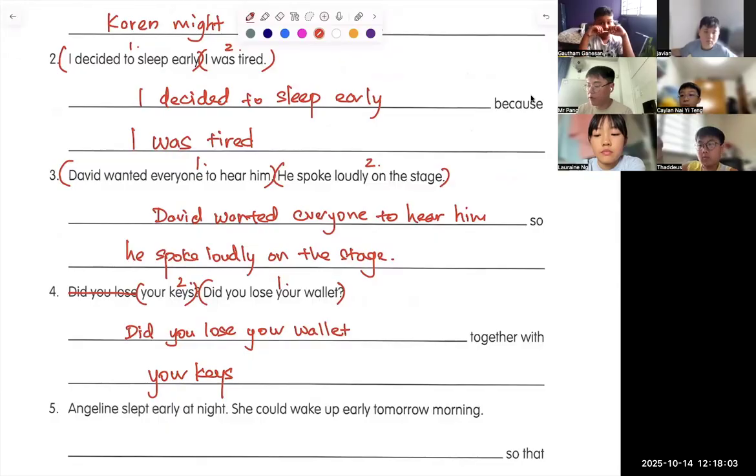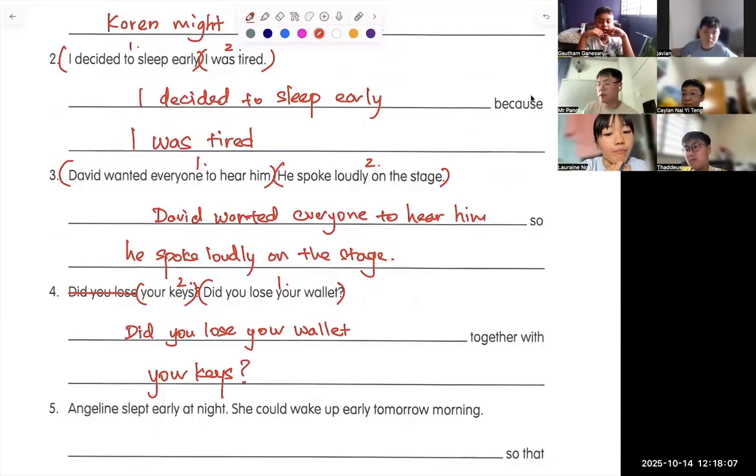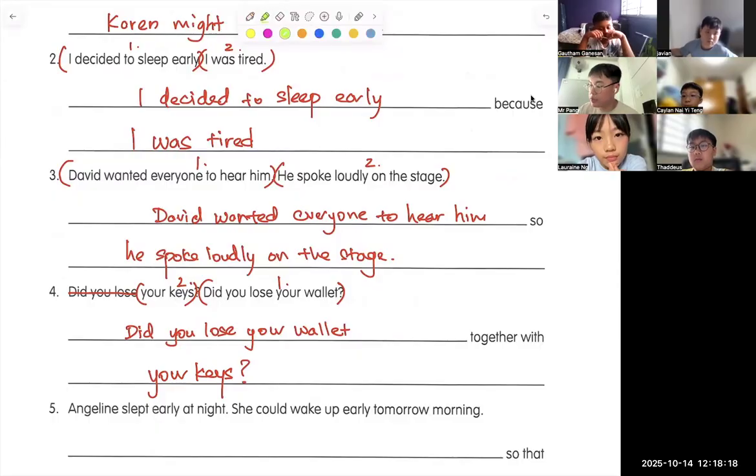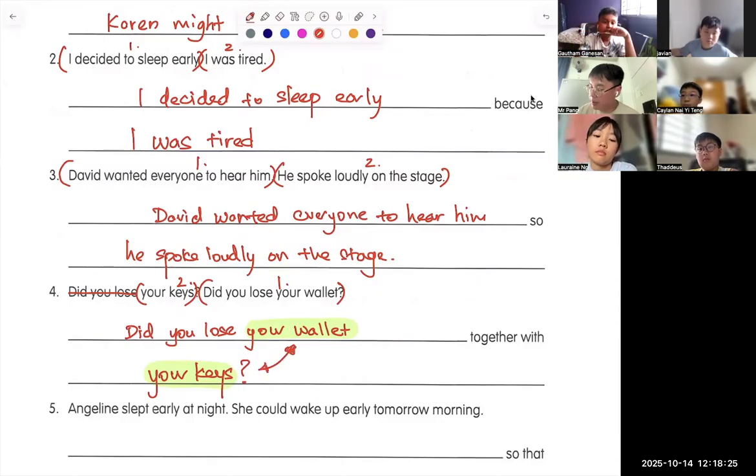Question mark. Very good. Don't forget the question mark, okay? Because this is a question, huh? Yeah. You can swap the answers, putting "did you lose your keys" together with your wallet. Okay, so you're saying that your wallet and your keys are interchangeable. Am I right? Yes. Okay, very good. You're absolutely right, okay? In this case, why do you think they are interchangeable, Gautam?